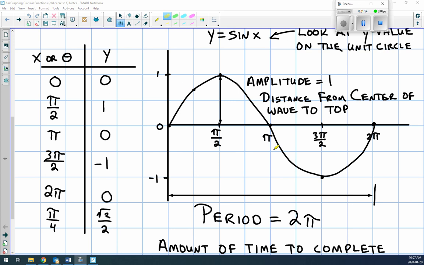And then what we're going to do is start moving things around. We could squish it vertically and horizontally. We can shift it vertically and horizontally, and we can change different things, but that's coming up. This is just a basic sine curve. Okay, go to the second page, and let's do the same thing, but with a cosine.